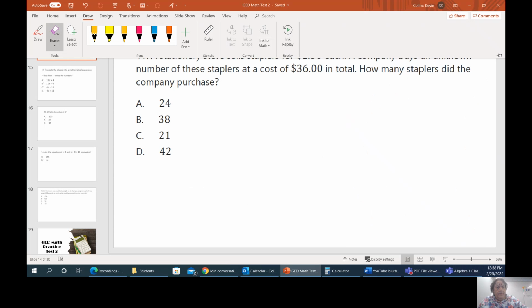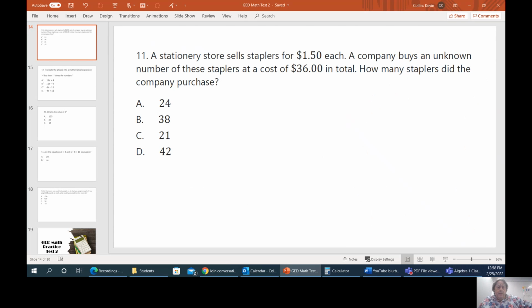I'm going to write with this guy. It says a stationery store sells staplers for $1.50 each. The company buys an unknown number of staplers that cost $36 in total. How many staplers did the company purchase?